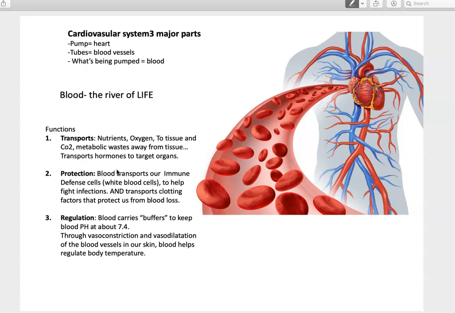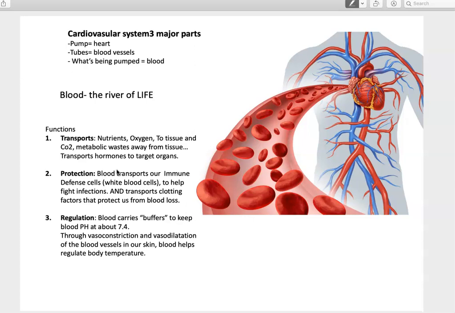And regulation, that's something a lot of people don't think about, but inside blood, we have buffers because we need to keep our blood at a certain pH. We like it around 7.4. That is a good pH for our blood. So there are buffers within our blood to keep that pH at that level.